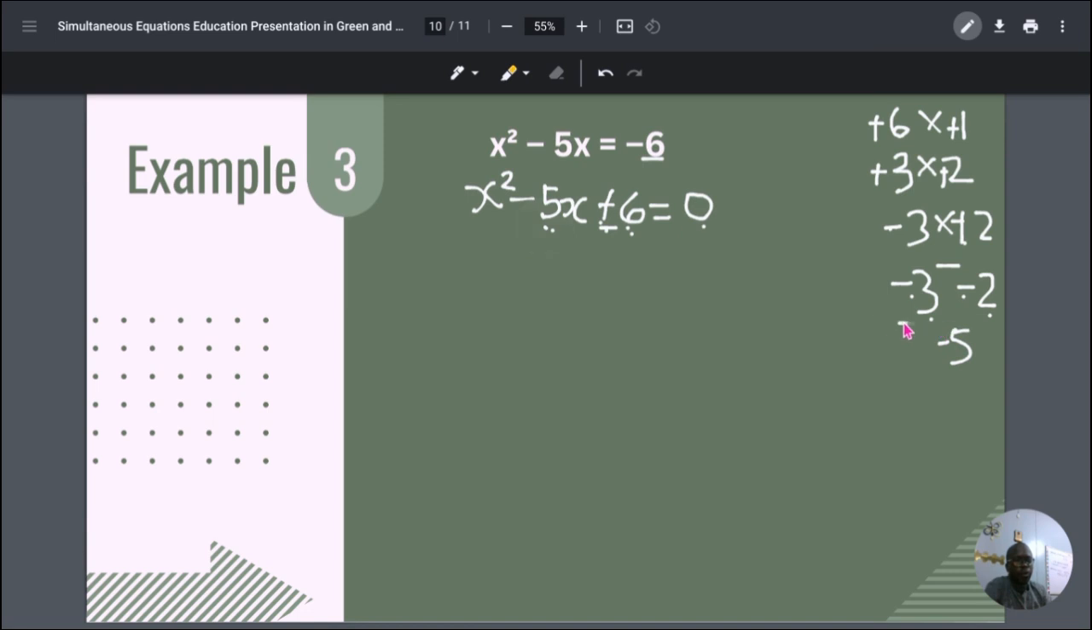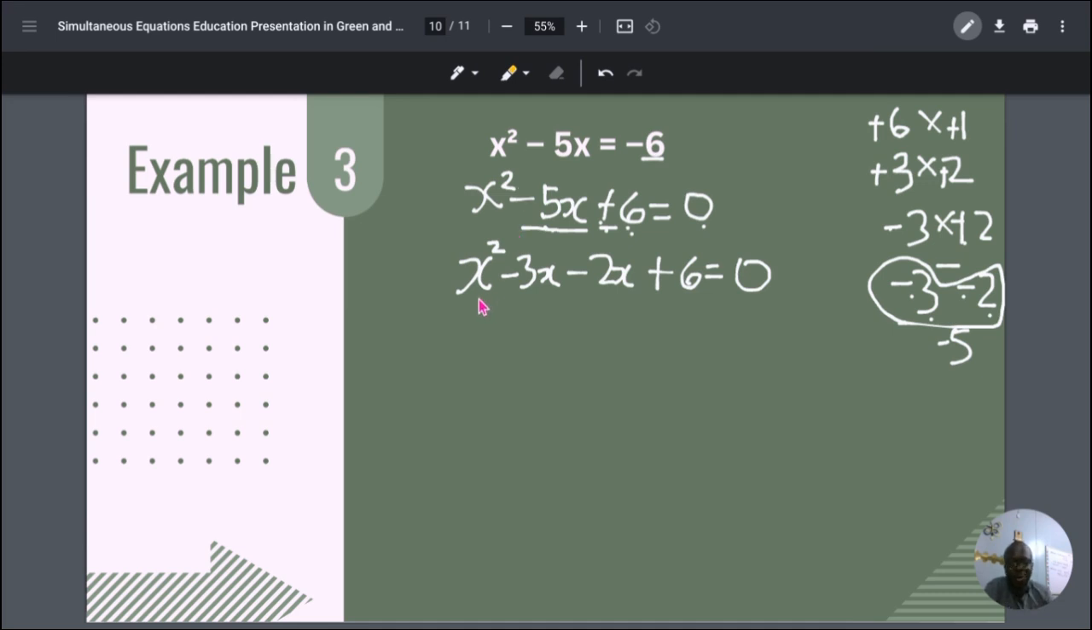So the factors we'll be using are going to be minus 3 and minus 2. So come here and insert it gently. So minus x squared. Remember that what you are substituting is only that minus 5x. So that would be minus 3x and also minus 2x. Minus 3, minus 2, and then our plus 6 stays and equals 0.